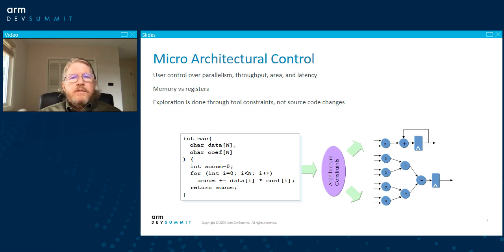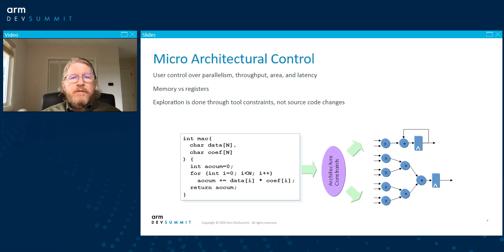Now, high-level synthesis gives you a great deal of control over the microarchitecture of the hardware that you're creating. So as a developer, you have complete control over the parallelism that will be introduced into the design, trading off the throughput, area, and latency. So as a developer, for example, if you had an array, you could decide whether that array was going to be put into memory or into registers. Registers obviously take up a much larger area in silicon, but they're much faster to access and can be accessed in parallel.